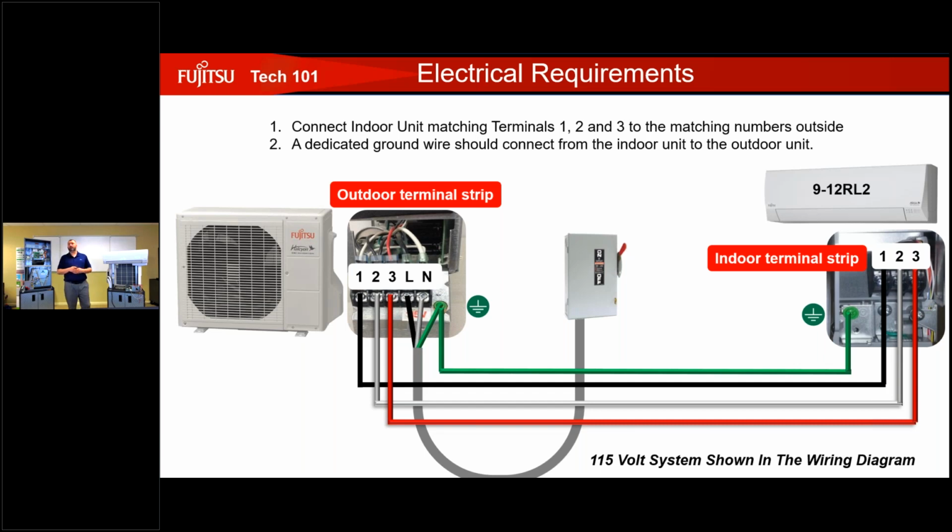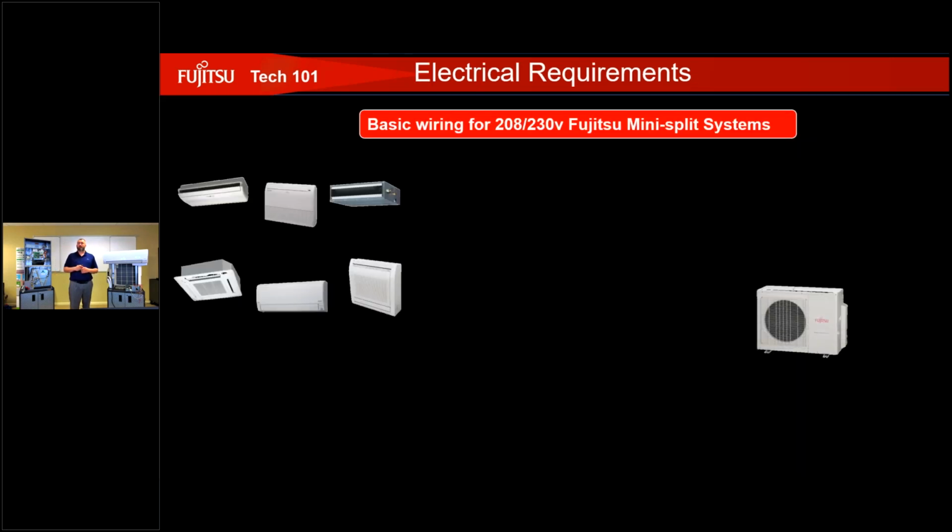So here we have our indoor unit. You can see this is an example of a 9 and 12 RL2. This is the 115 volt system. We have our wires on the 1, 2, and 3 terminals on the indoor and outdoor. We have a ground wire that goes from the indoor to outdoor as well. And I want you to take notice that at the outdoor unit, we only have one ground screw where both the incoming power ground and the ground from the indoor unit connect into the same place. All right.